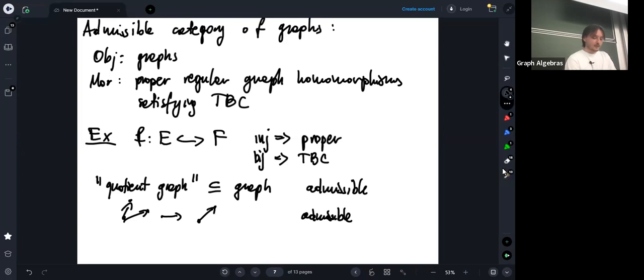Right? So we can check all the things are satisfied with this. I have a question. Yep. Do you have anything on the level of graphs which correspond to ideals? Yes. But it's not simply the complement of this quotient.